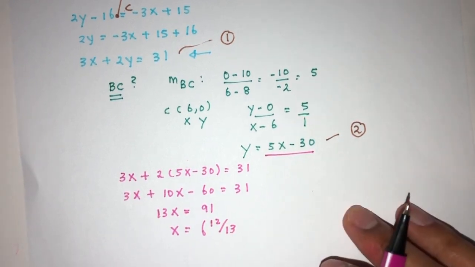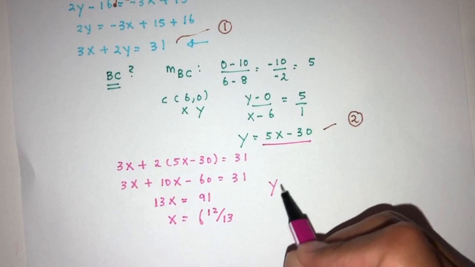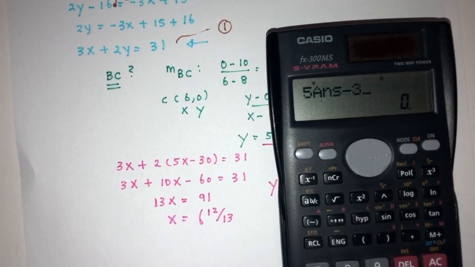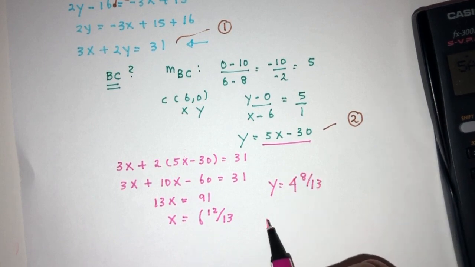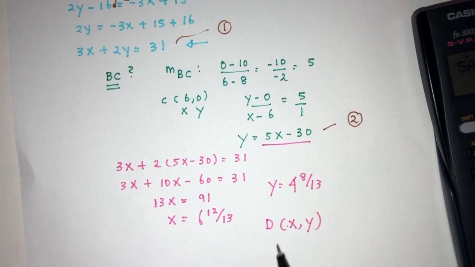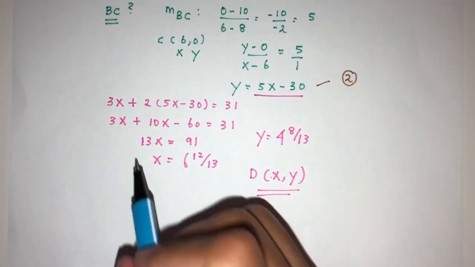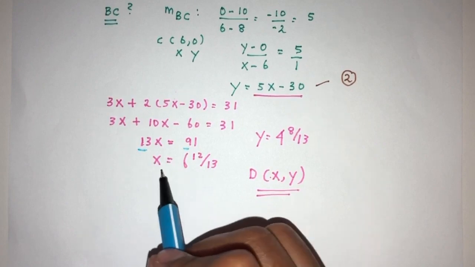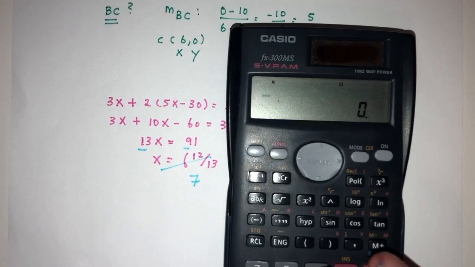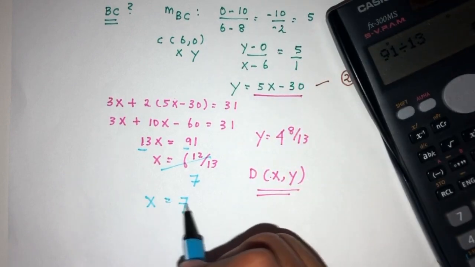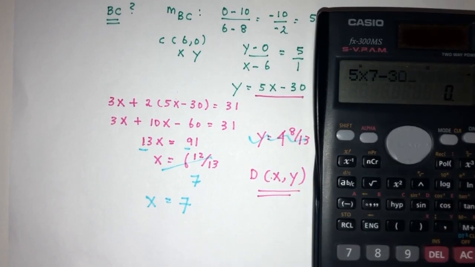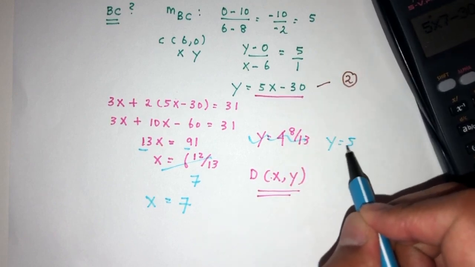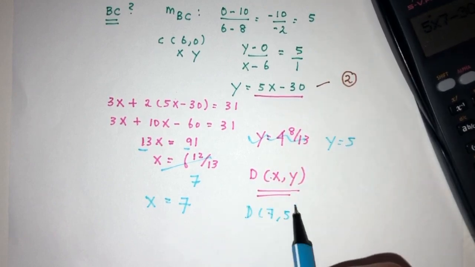To find the y value, replace back in your main equation. Here a very strange thing happened: whenever we tried to divide by 13, the value of x was exactly 7. So again, always use your calculator correctly. 91 divided by 13 will be 7. So x will be 7. Now for y, we just have to replace back in here. That will be 5 times 7 minus 30. That will be 5. And the point D will be simply 7 and 5.